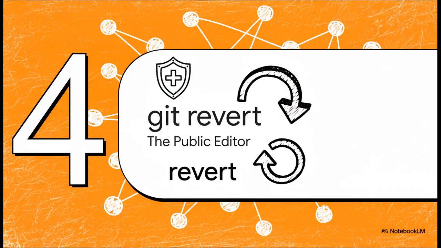Okay, but what if it's too late? What if you've already pushed that bad commit and your whole team has it? You can't just go erasing history now. That's a huge no-no. So what do we do? This is where git revert comes in. This is your safety net. This is the responsible, public way to undo a mistake.